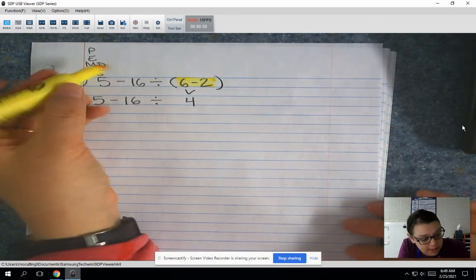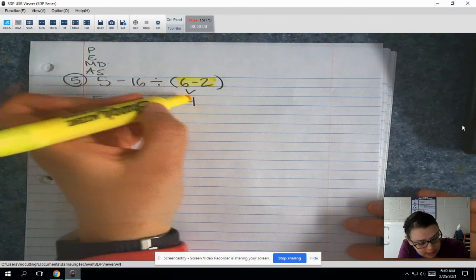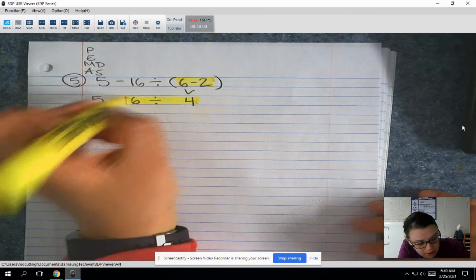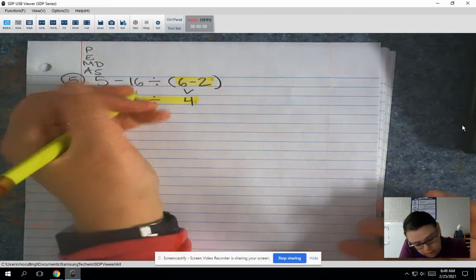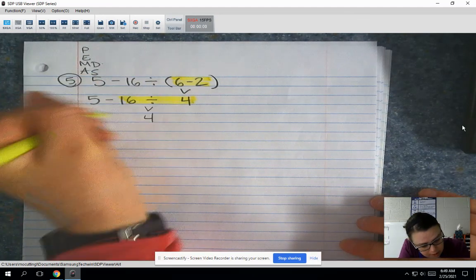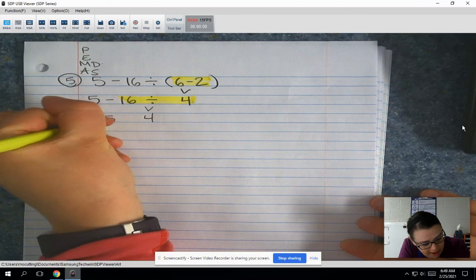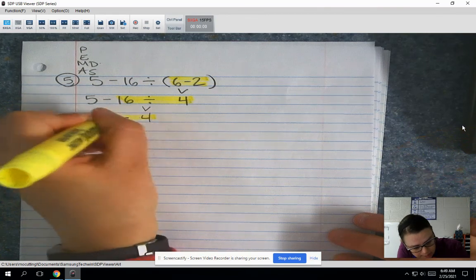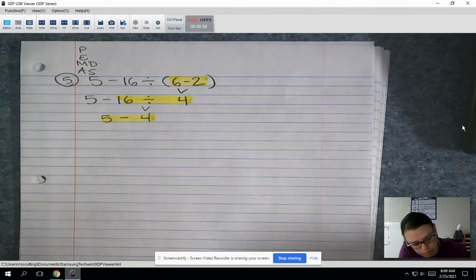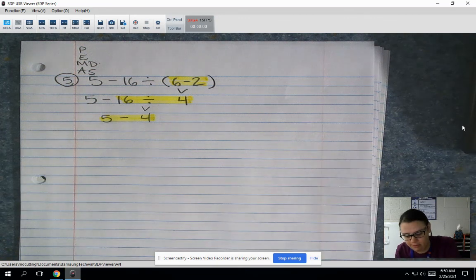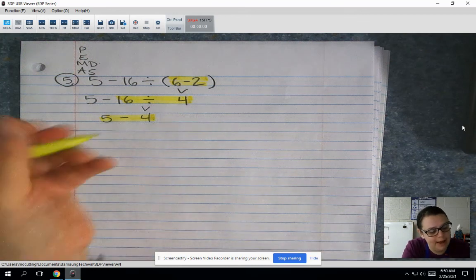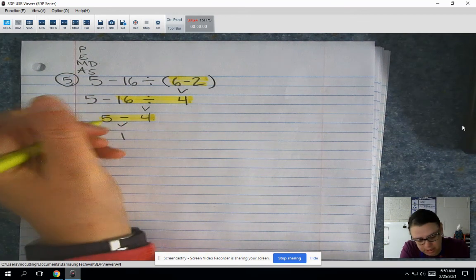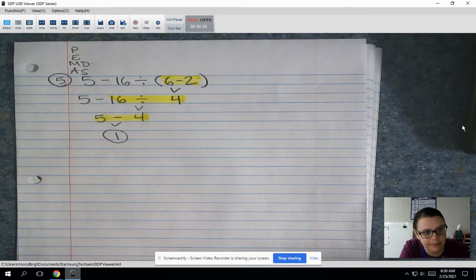So I'm going next to division. 16 divided by 4, which gives me 4. Bring down what I have left, 5 minus 4. So that's my last step. If you are listening at this point, let's draw a smiley face by number 5. So 5 minus 4 is 1, which is our answer.